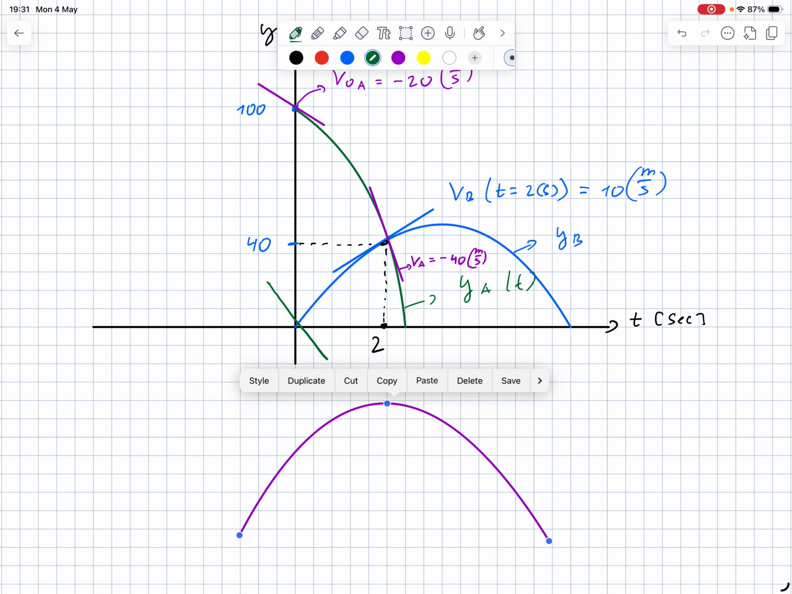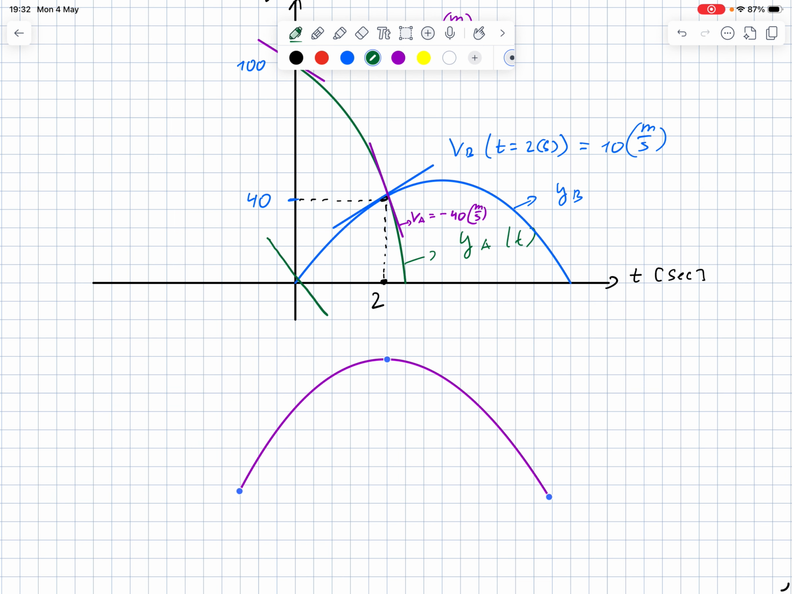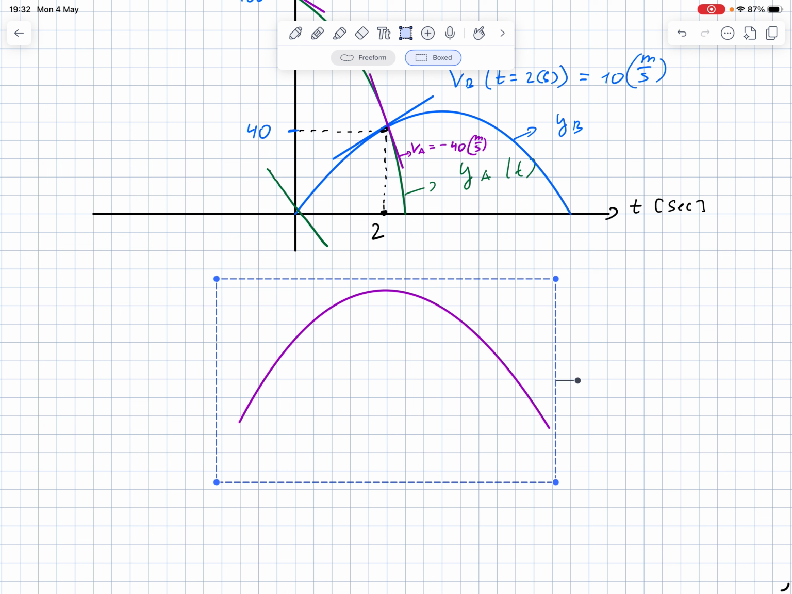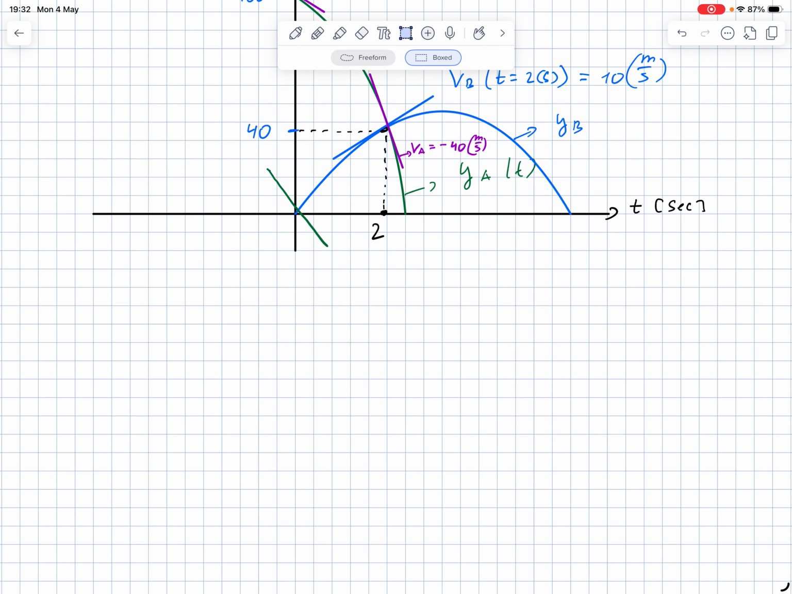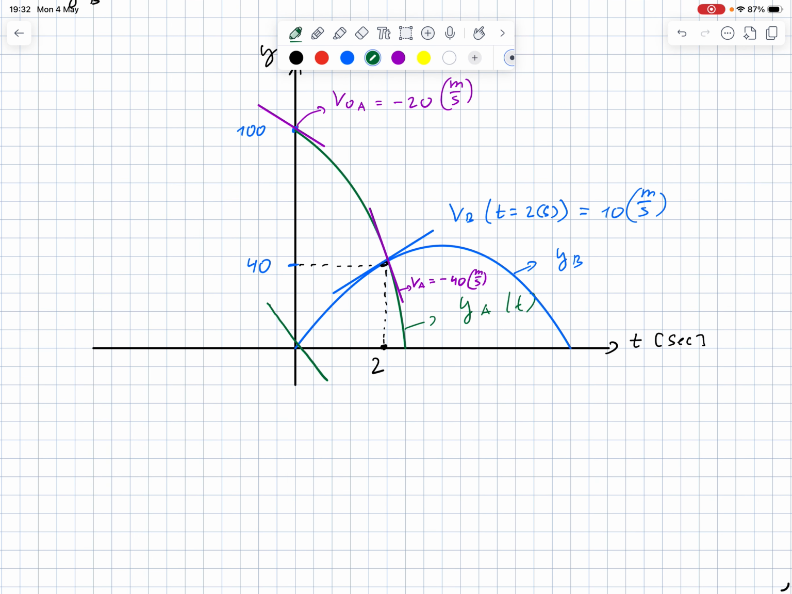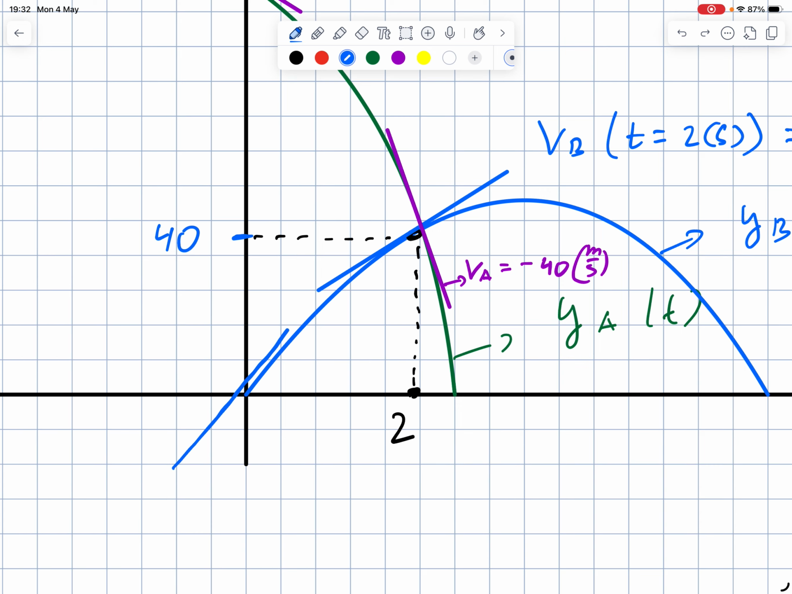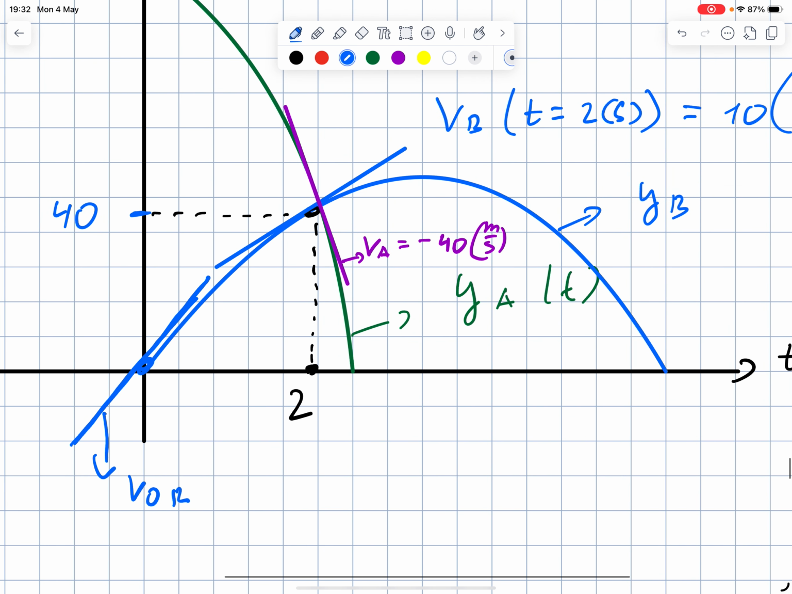However, if I'm going to use something like this, oops, a little bug of this application, let's delete it. Now, if I'm going to use this type of drawing, I can see that the instantaneous slope, or we can say the instantaneous velocity, at this time is positive, which means this is actually V0 B equals 30 meters per second.